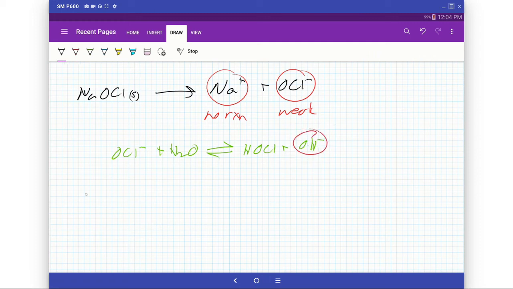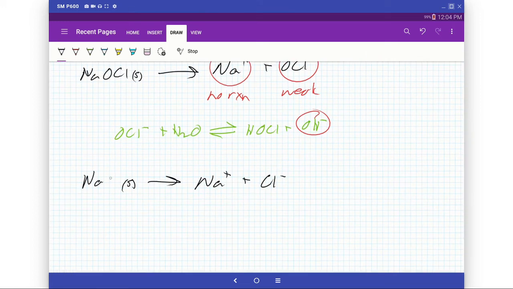The next one is sodium chloride. Again, a salt dissociating to give you sodium and chloride ions. And we already saw that there's no reaction from the sodium because it's the conjugate to sodium hydroxide. Similarly, chloride is the conjugate to HCl. And so if HCl is a strong acid, the conjugate doesn't react further with water. So this solution will be neutral.